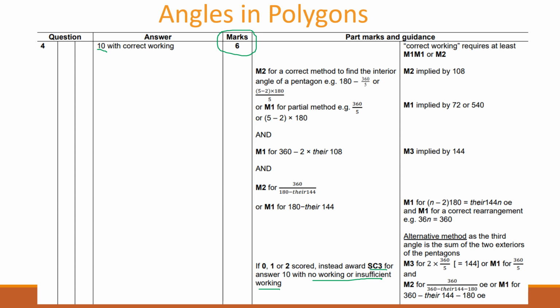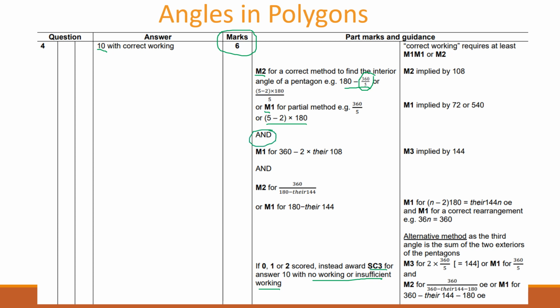Now M2 means 2 method marks for getting 180 minus the 360 divided by 5. So there's 1 method mark for doing the 360 divided by 5. Taking that from 180 gives you the first mark, gives you the second mark. There's a method mark for doing 360 divided by 5, or doing the formula for the sum of the interior angles, 5 take away 2 times 180. You also, this word and means you also need to be able to do this.